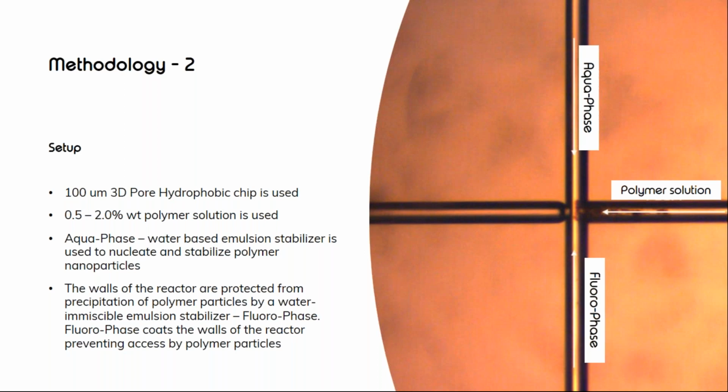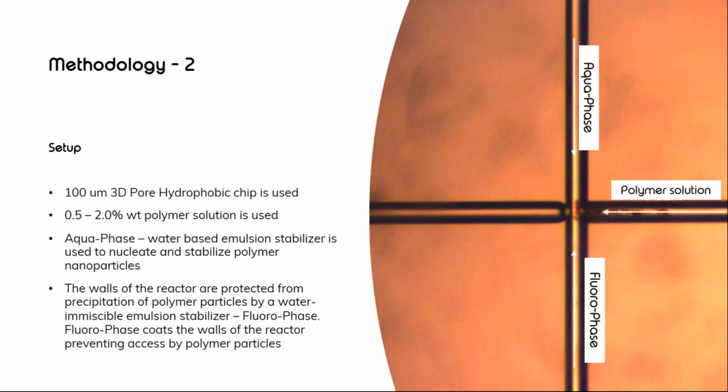And the moment you start flowing the acetone solution, the Fluorophase is designed to break, so you will not be stabilizing droplets anymore. You'll be stabilizing a jet, and Fluorophase will adhere to the walls of the channel, creating a 1 to 5 micron sheath flow on each side, thus protecting the channel from nucleation of polymer particles.